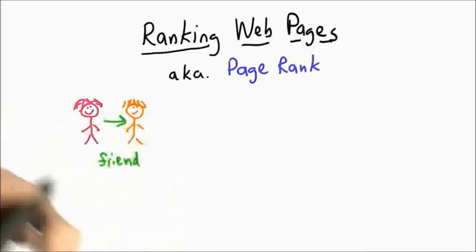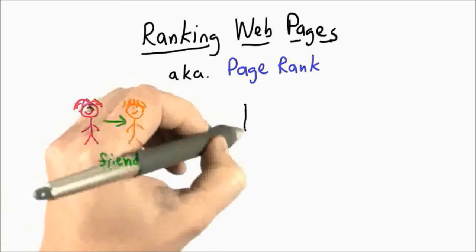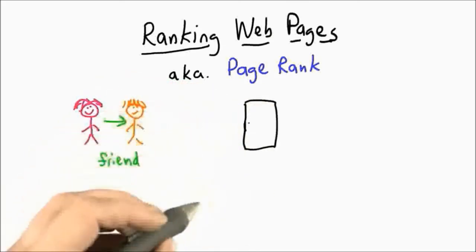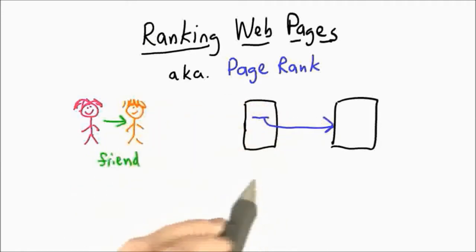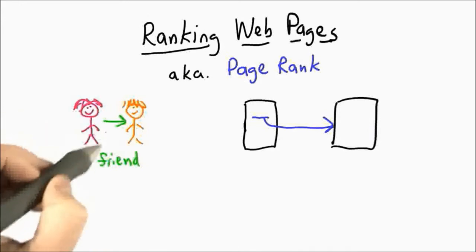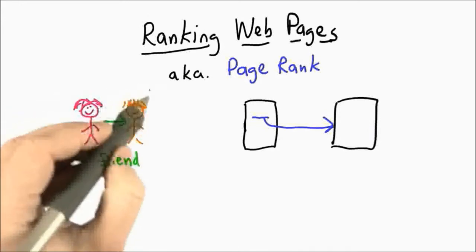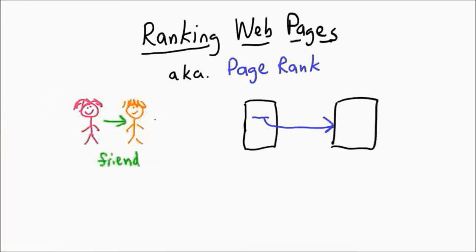The idea for how to rank web pages is the same idea as measuring popularity. Instead of thinking of friendships as the way to measure popularity, what we're measuring is links on the web. When one web page has a link to another page, this indicates that it's more likely that the page is popular. Just like when someone has a friend, it's more likely that they are popular. So the goal of ranking web pages is to get a measure of how popular a page is based on the other pages that link to it.